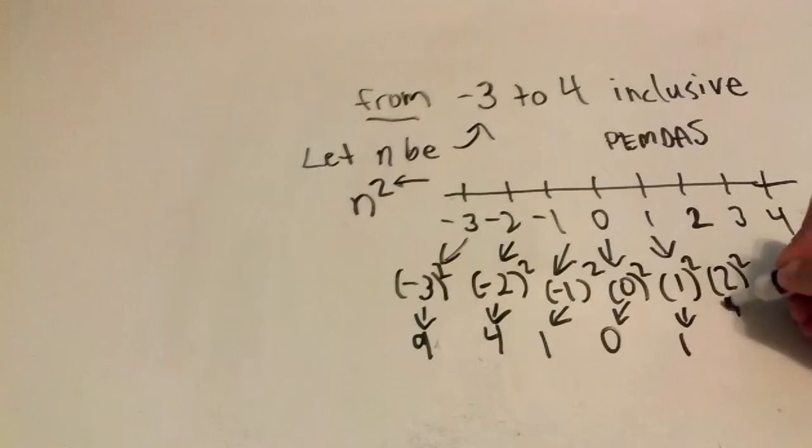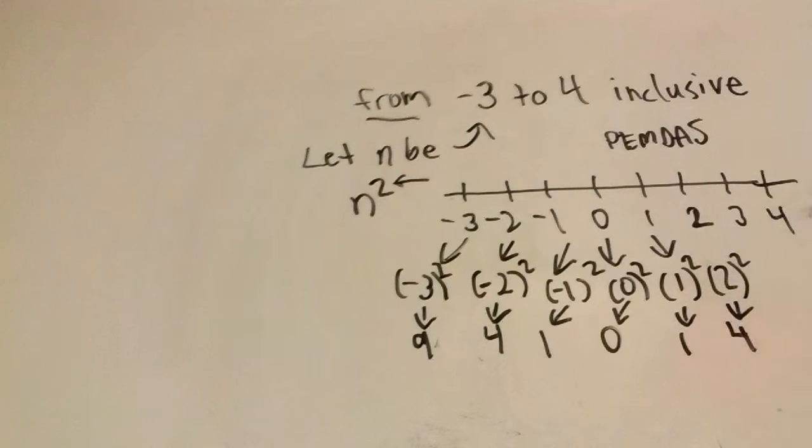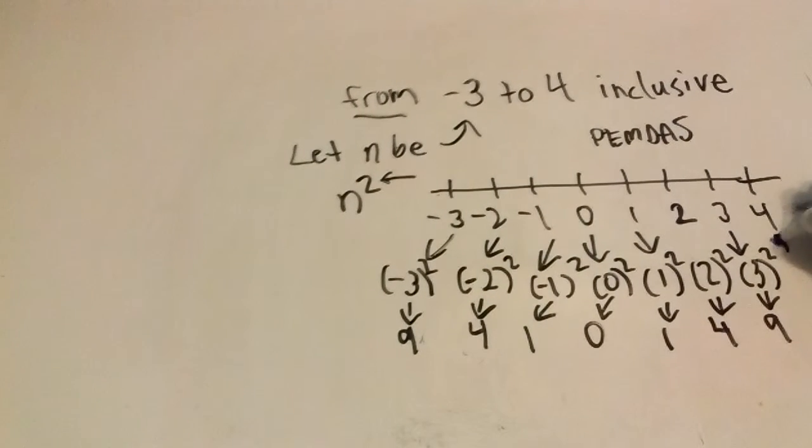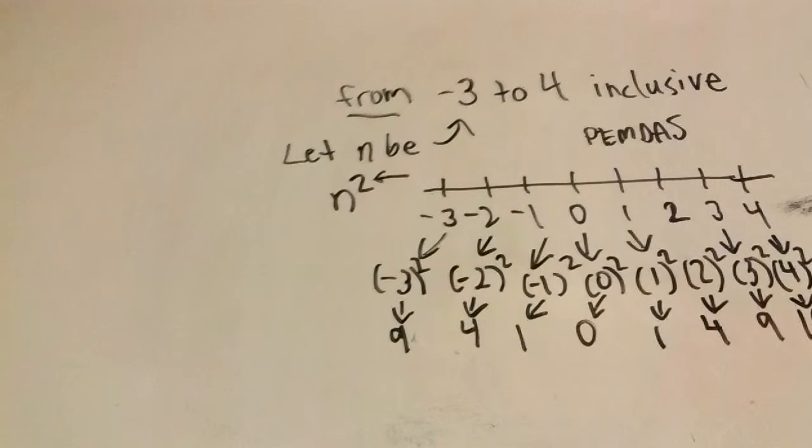2 to the second power gives us what? Gives us 4 again. Welcome back, 4. And then here 3 to the second power gives us 9. And then 4, because it's inclusive, you have to include 4. What does that give us? 4 to the second power gives us 16. Nice, so we got to do something about this.